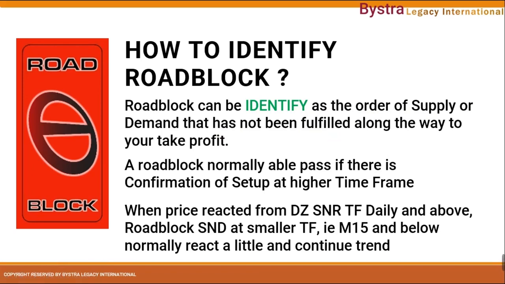Normally a roadblock is able to be passed if there is a confirmation at a higher time frame, when price reacted from the danger zone SNR at the daily time frame and above. If we find a roadblock at a small time frame, for example M15 and below, normally price will react a little and continue on the trend. I will show you later on in the examples, and most importantly, I will show you more in the MT4 or TradingView chart.